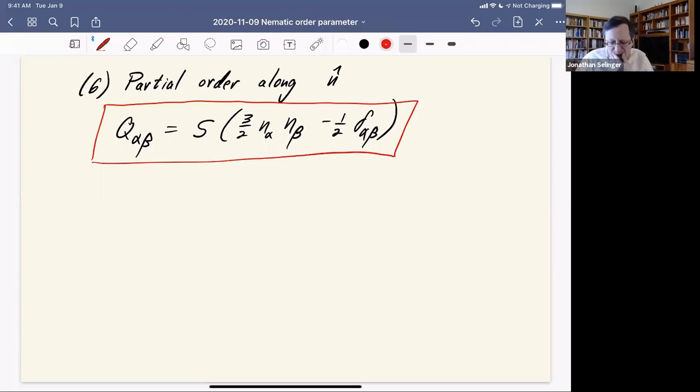Let me mention a couple of things about this expression, which are not so mathematical, but sort of general bits of physical interpretation. One kind of physical interpretation is that we can notice that the Q tensor is a product of these two things. The first factor up in front describes the magnitude of nematic order.